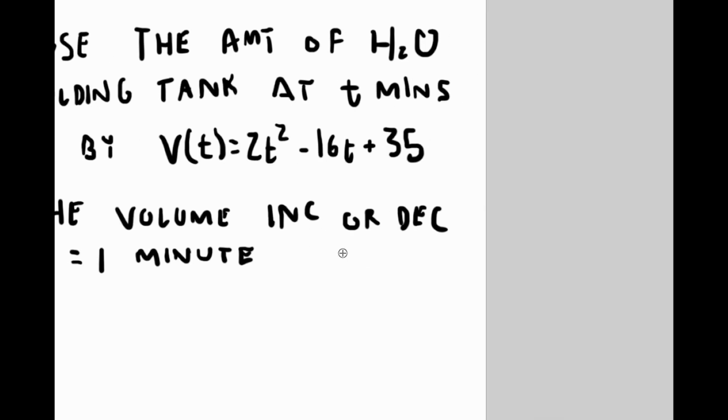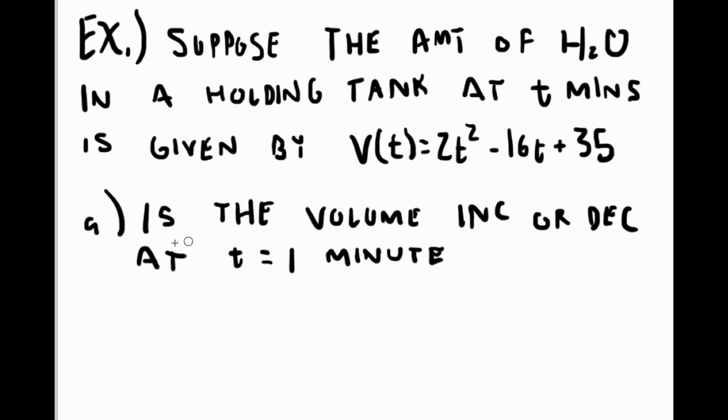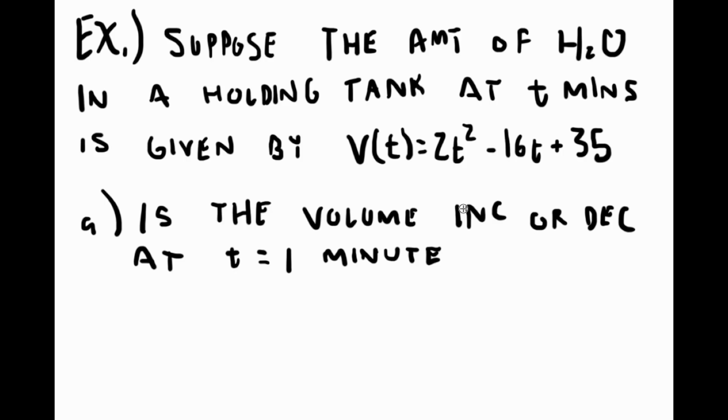We're gonna do a few problems like this, like A. We're gonna look at different t values, but so we're asked right here. Wait, let me line this up. We're told, suppose the amount of water in a holding tank at t minutes is given by V of t is equal to 2t squared minus 16t plus 35. And then we're asked, is the volume increasing or decreasing at t equals 1 minute?